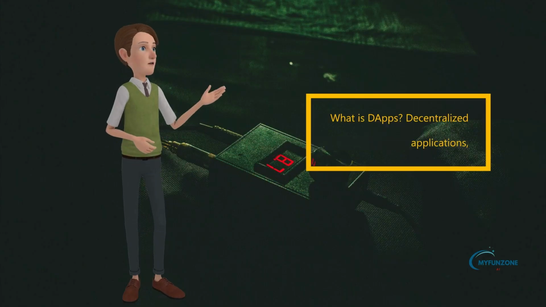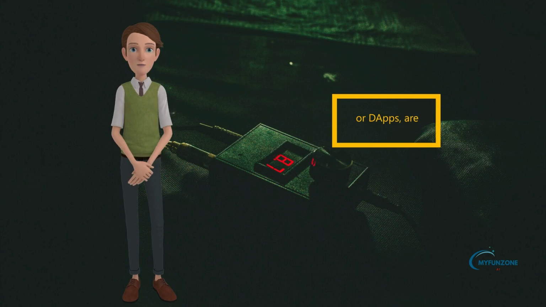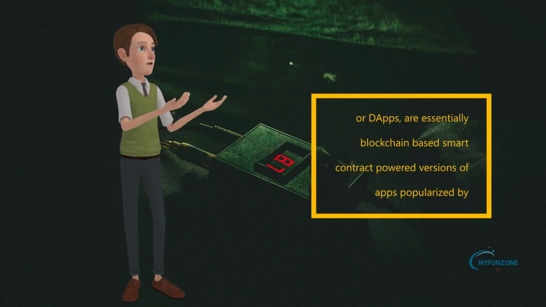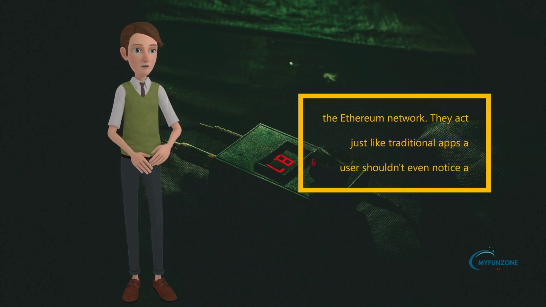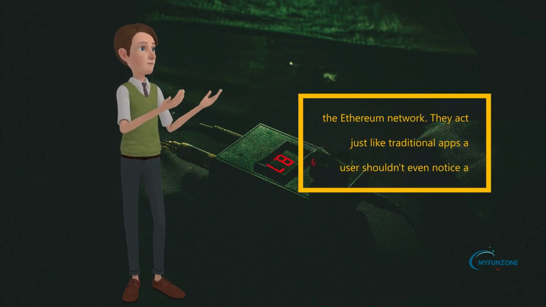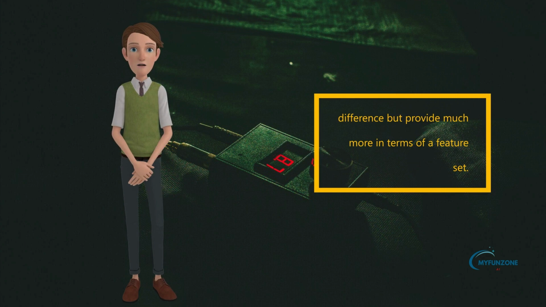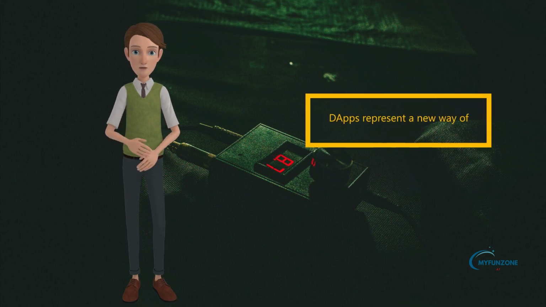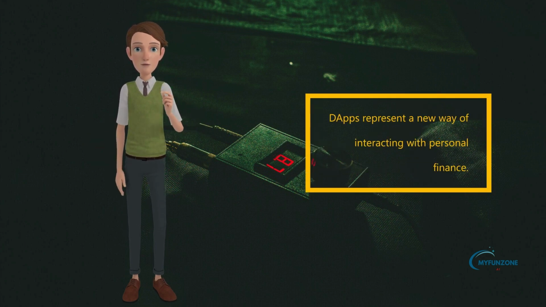What is DApps? Decentralized applications, or DApps, are essentially blockchain-based, smart contract-powered versions of apps popularized by the Ethereum network. They act just like traditional apps. A user shouldn't even notice a difference but provide much more in terms of a feature set.